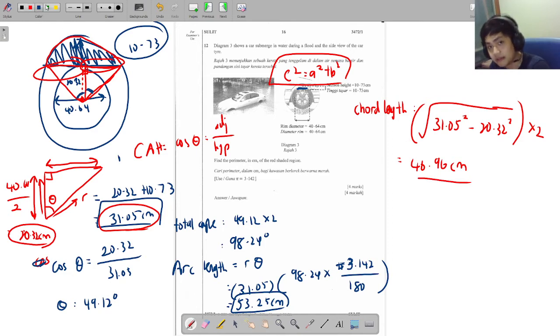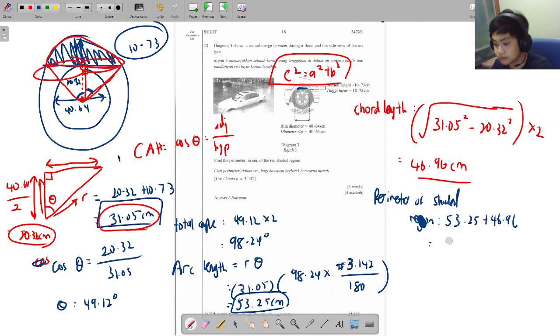Finally, we can find the perimeter. So perimeter of the shaded region equals 53.25 plus 46.96 equals 100.21 cm.